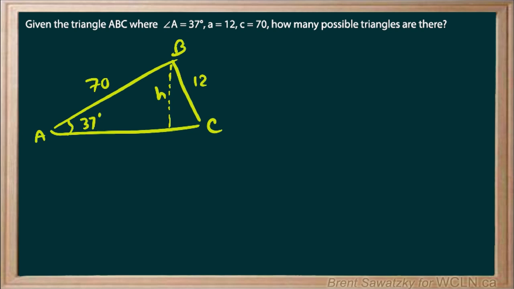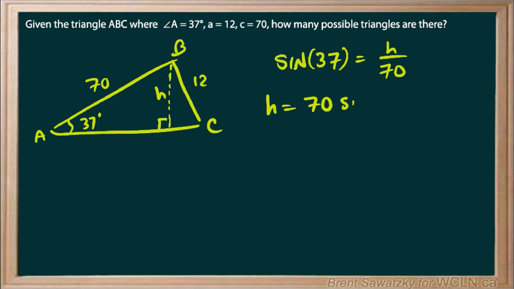So let's figure out what the h is in this case. So we have our little right triangle there. And so what we're going to do is we're going to say sine of 37 is equal to the opposite, that is h over 70, which tells us that h is equal to 70 sine 37. And if we plug that into our calculator, we come up with 42.